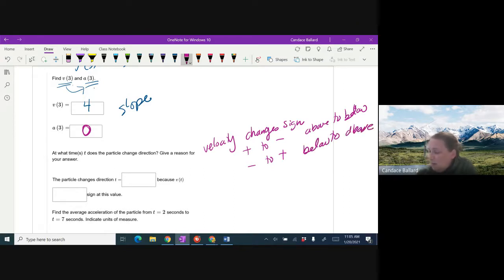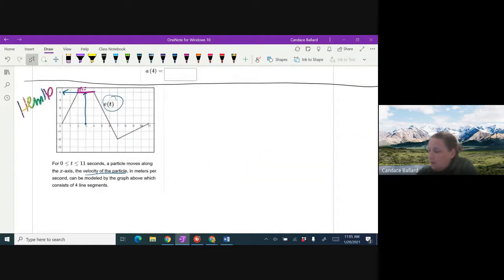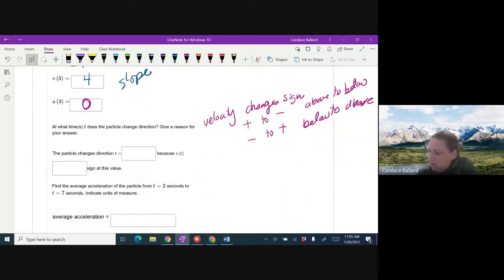So is there a place on the graph where that is happening? So what value am I going from above the axis to below the axis or below the axis to above the axis? And remember, we're only looking at t values, not x values. Okay, nice job at 6. Perfect. So it changes direction at t equals 6.